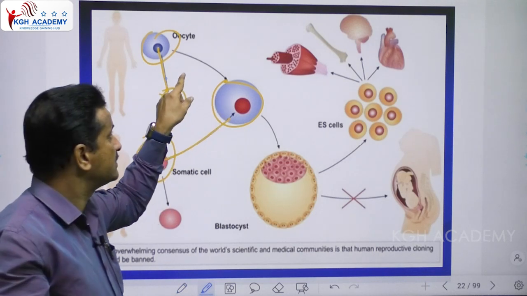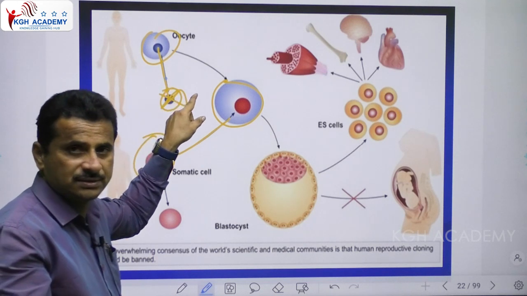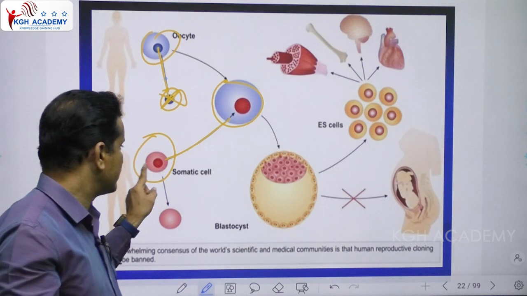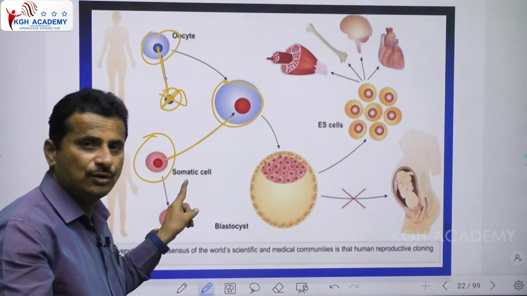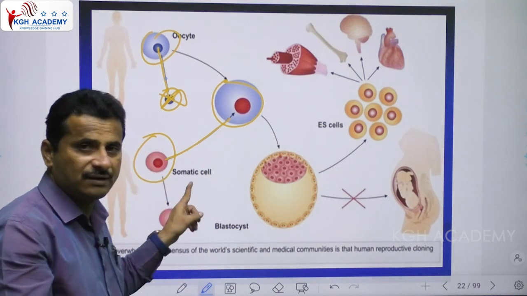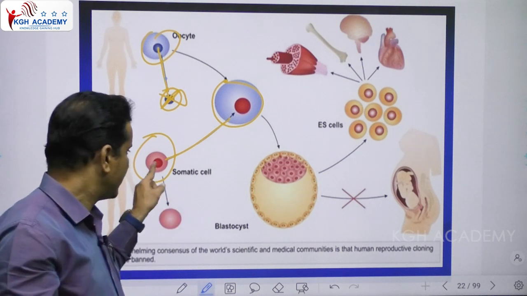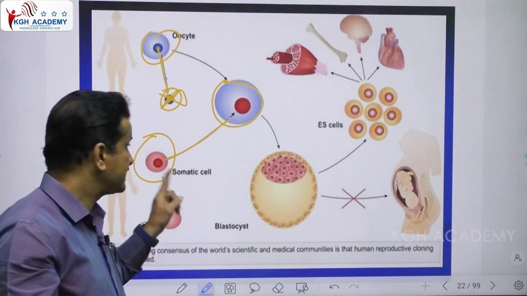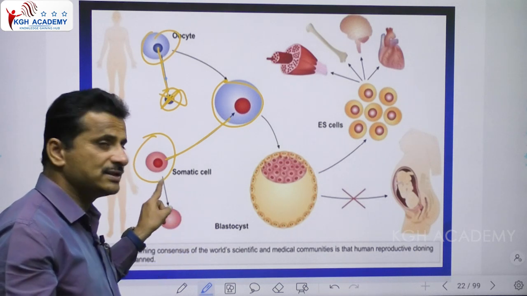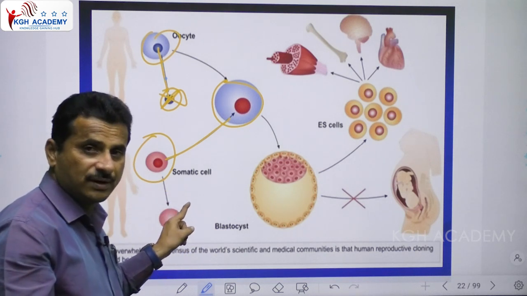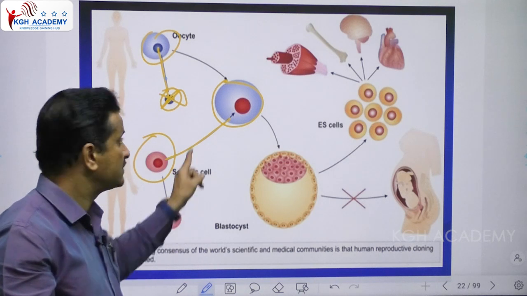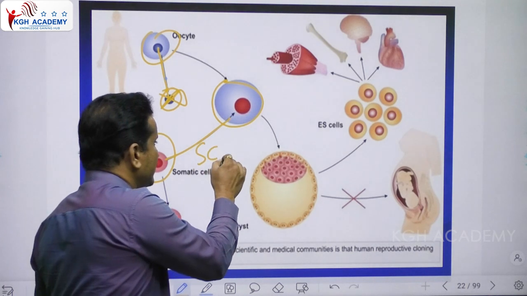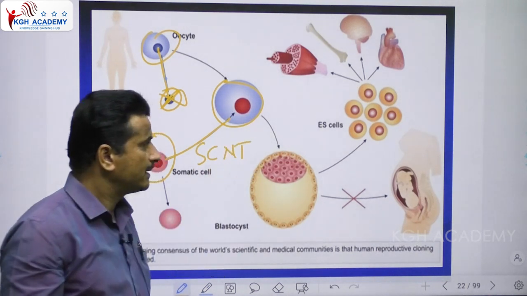From a female, we are isolating an egg or oocyte and removing the nucleus. Next, we isolate a somatic cell, a body cell, from a person, male or female. Okay, and the nucleus is isolated in the same way. At the next stage, we transfer this isolated nucleus from the somatic cell into the egg. So that's why this is called SCNT, somatic cell nucleus transfer.